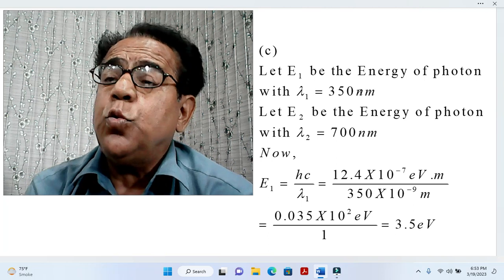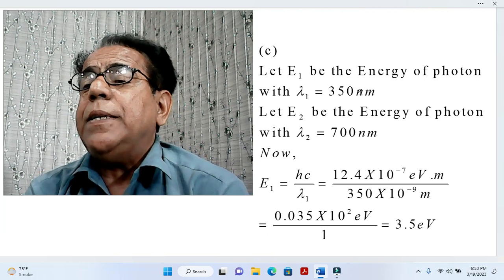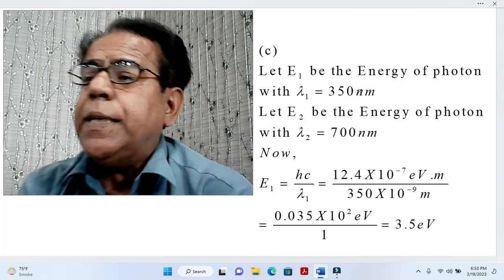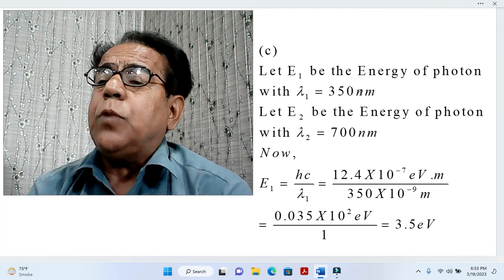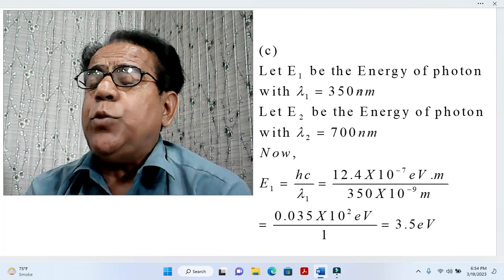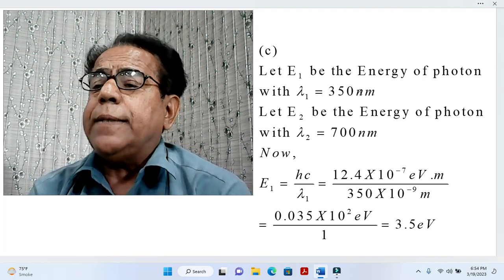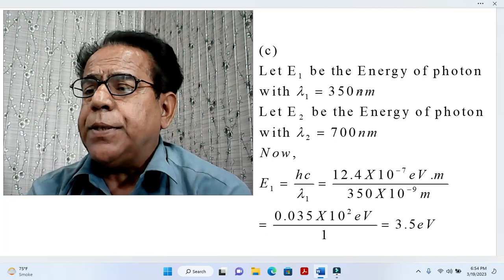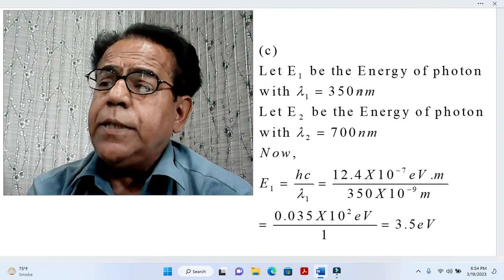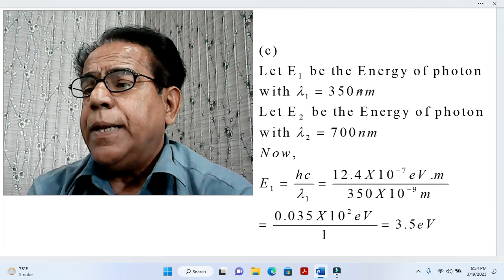So let E1 be the energy of a photon with wavelength lambda 1 equal to 350 nanometer. Similarly, let E2 be the energy of a photon with wavelength lambda 2 equal to 700 nanometer. Now, E1 is equal to hc over lambda 1, which is 12.4 into 10 raised to the power minus 7 electron volt meter over 350 into 10 raised to the power minus 9 meter. In place of nano we have used 10 raised to the power minus 9.